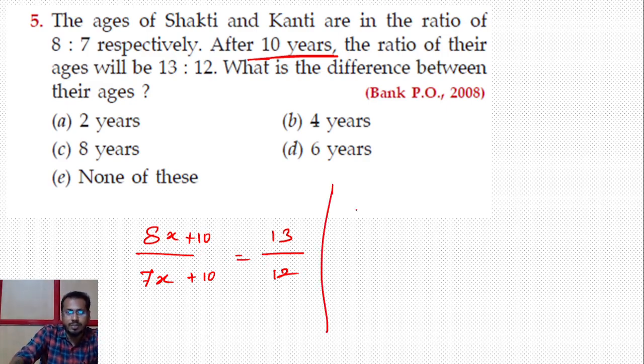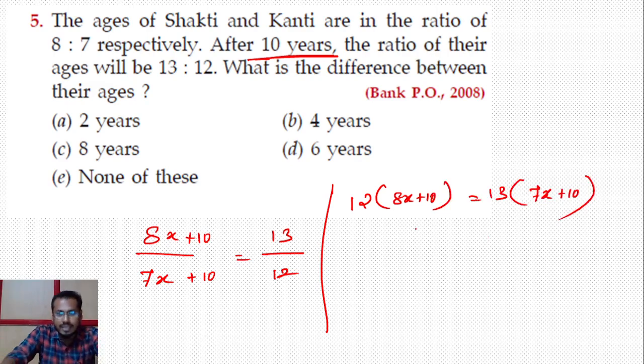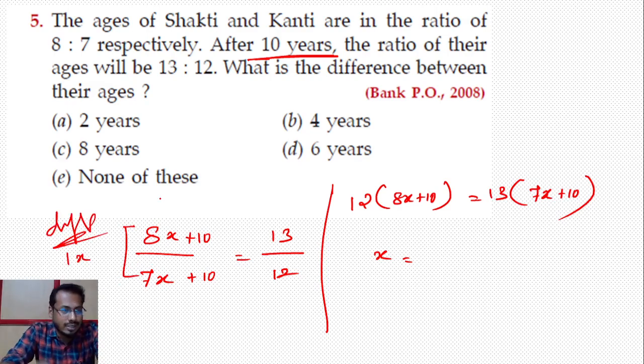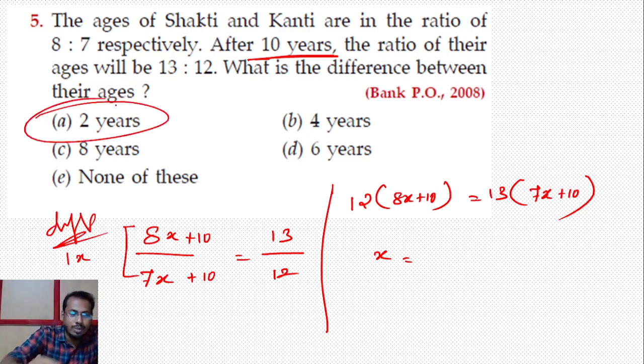So if you cross multiply, 12 times 8x plus 10 is equal to 13 times 7x plus 10. Just solve this and find the x value. Don't substitute here, just find out the difference. Difference is 1x. So x is the answer. Just get the answer for this. For the fifth problem, you need to get option A. 2 is the right answer. So I want your answer. Just check whether you get 2 or not.